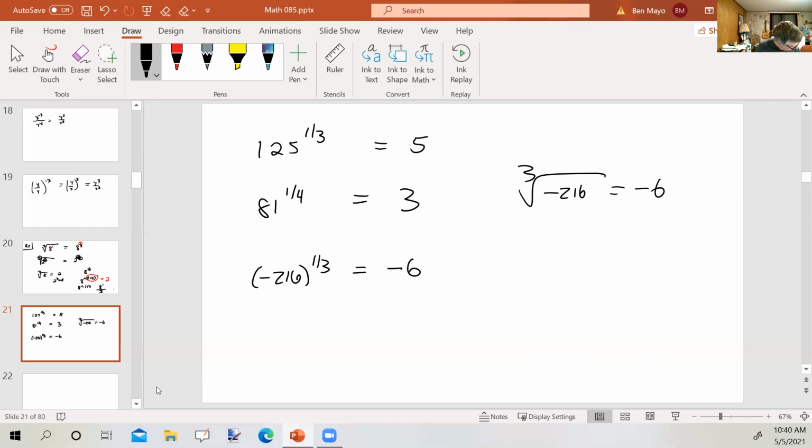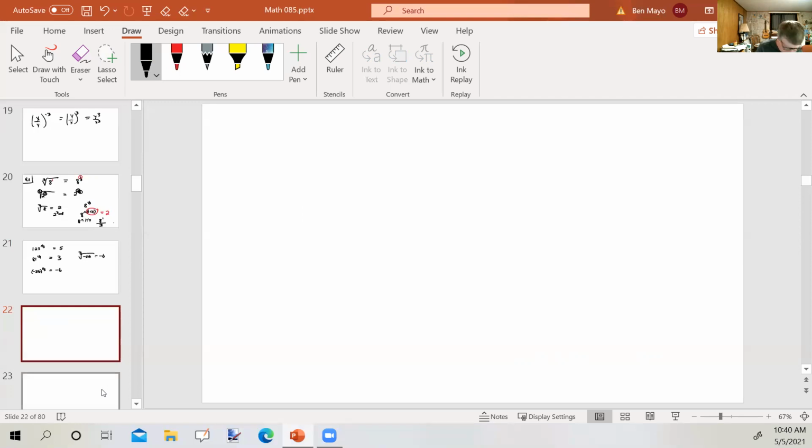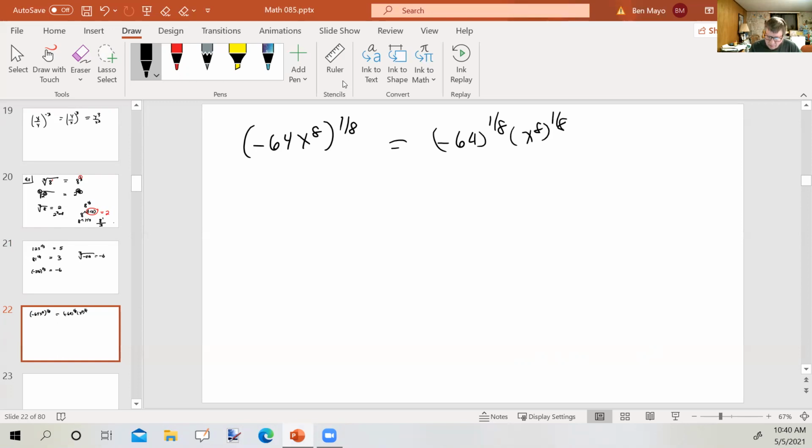Now, what about this situation. Negative 64 x to the 8th power, all raised to the 1/8 power. That would be negative 64 to the 1/8 power, x to the 8th to the 1/8 power. The problem is we can't take an even root, that would be like the 8th root of a negative number. So this is not real.